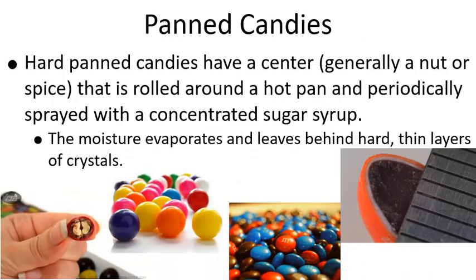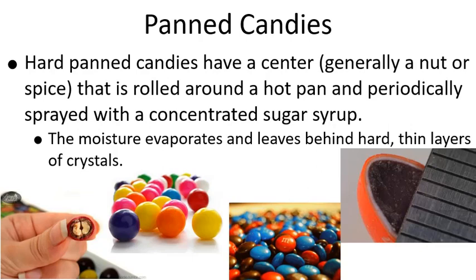Hard panned candies have some sort of center, generally a nut or a spice, but also sometimes chocolate. That center is rolled around a hot pan and periodically sprayed with a concentrated sugar syrup. The heat causes the moisture to evaporate, leaving behind a hard, thin layer of crystals. As this process continues, these crystals build up to form a thin candy shell coating the center.